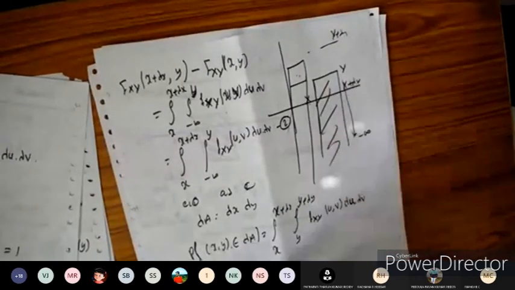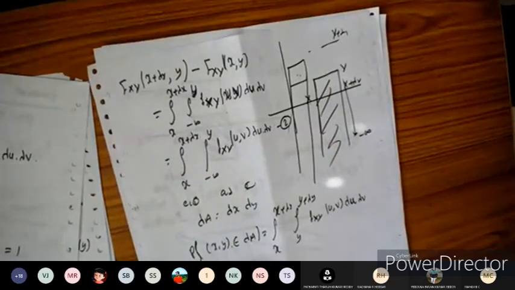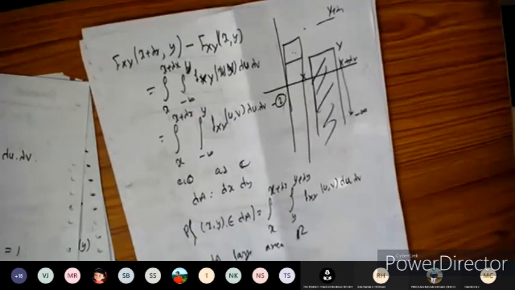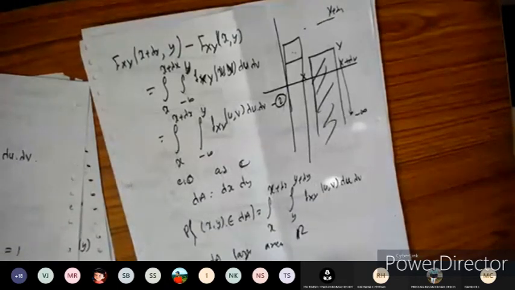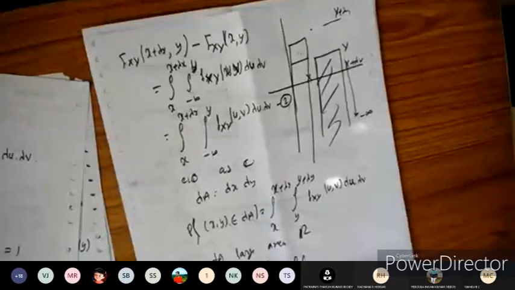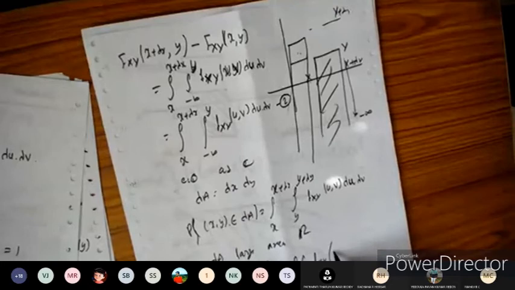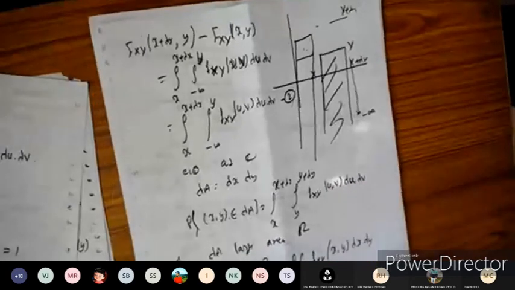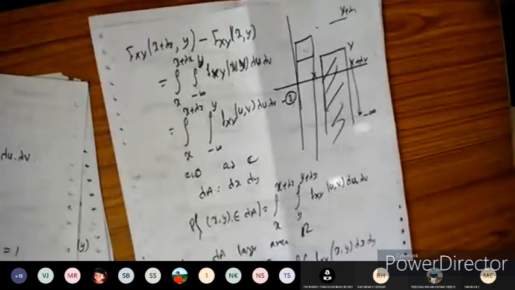Suppose this dA is a larger area, a large area, say it is equal to R. Then the probability that (x, y) belongs to the region R is equal to the integral over that region of f_XY(x, y) dx dy. So for the small values we use du and dv, and for the larger values we use dx and dy.